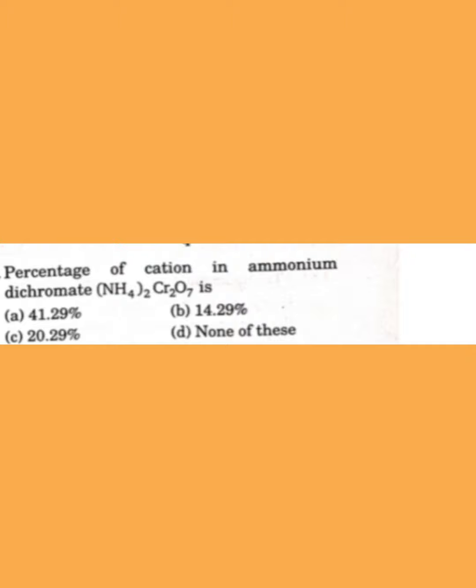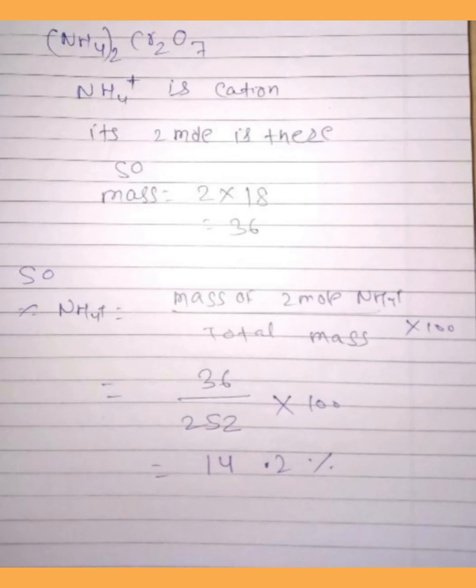Next question. Percentage of cation in ammonium dichromate is options: 41.29, 14.29, option C 20.29, option D none of these. The answer is option B, 14.29 percentage. We can solve the problem very easily.